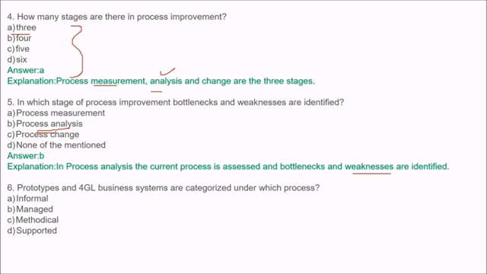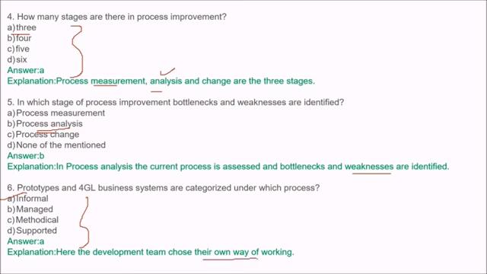Next is, prototypes and 4GL business systems are categorized under which process? Prototypes and 4GL. The answer is informal. Here the development team chooses its own way of working. 4GL.